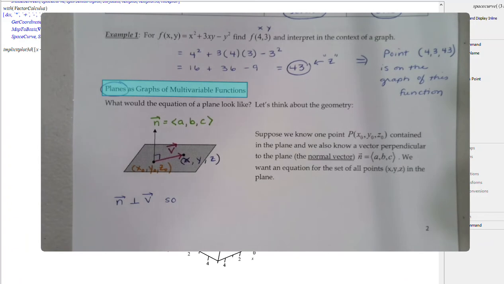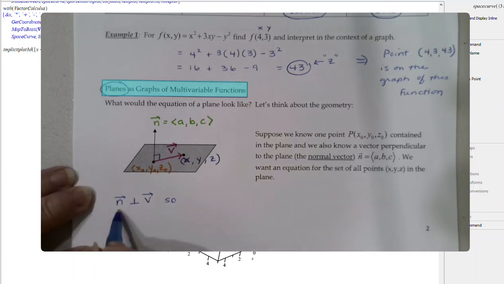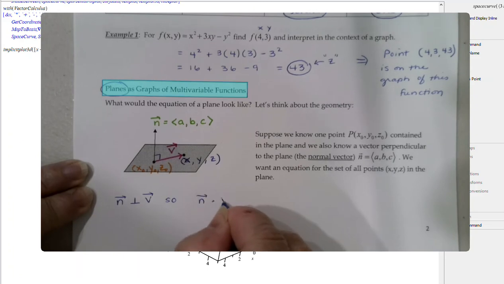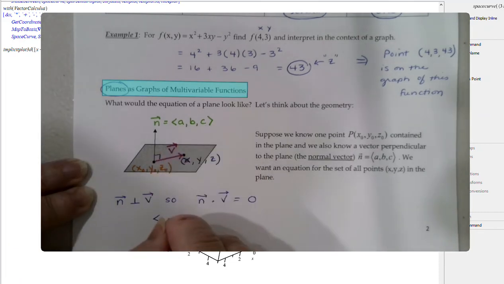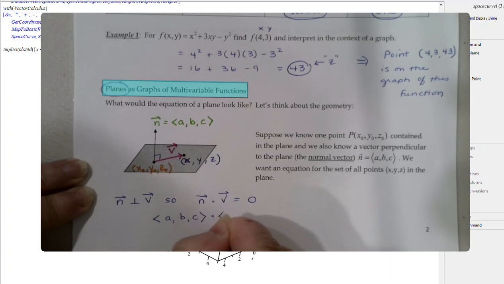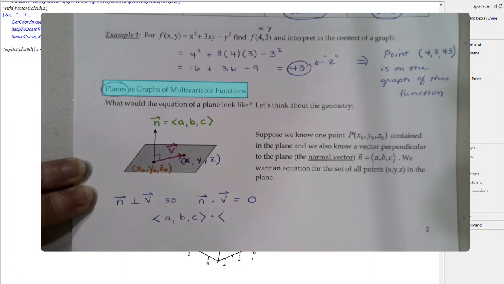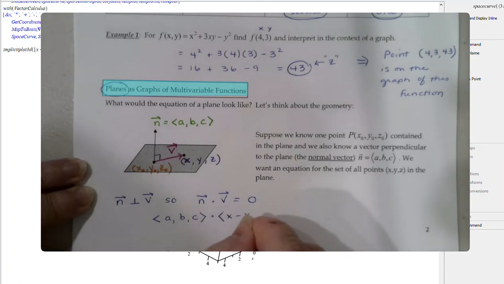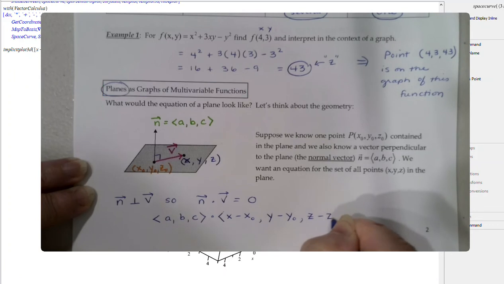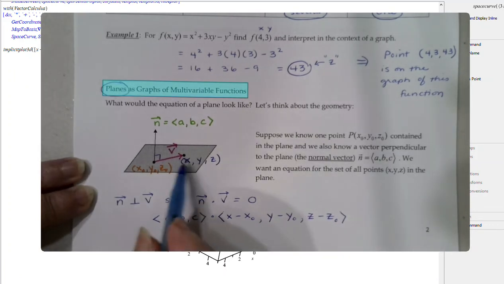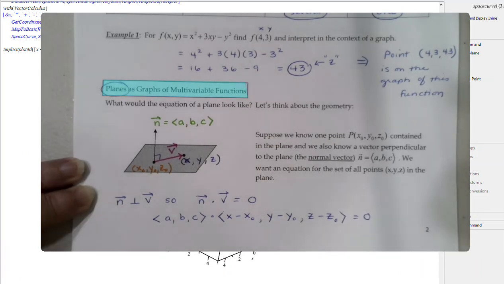Based on what we learned in the last chapter, we know that the dot product of perpendicular vectors must be 0. So since these are perpendicular, I can already say that n dot v has to be equal to 0. Let's write that equation out in more detail. n we called ABC, and that vector v, I can get using the standard approach of subtracting terminal point minus initial point. So x minus x naught, y minus y naught, and z minus z naught would be a way of representing that v vector. And again, I know that dot product must equal 0.